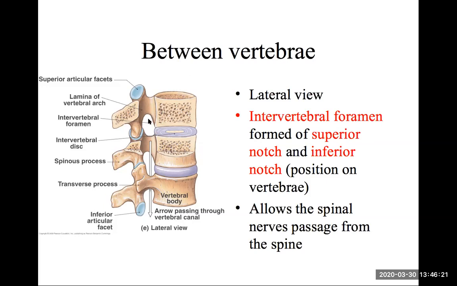How you make this hole is a function of one structure above and another structure below. Each of these half circles is known as a notch. Now, if you consider this vertebra, this notch is on its superior surface. So this is called the superior notch. This notch here is on the inferior surface of its bone. So this is the inferior notch. If you put together the superior notch of one vertebra with the inferior notch of another vertebra, that creates a hole. That's your intervertebral foramen.